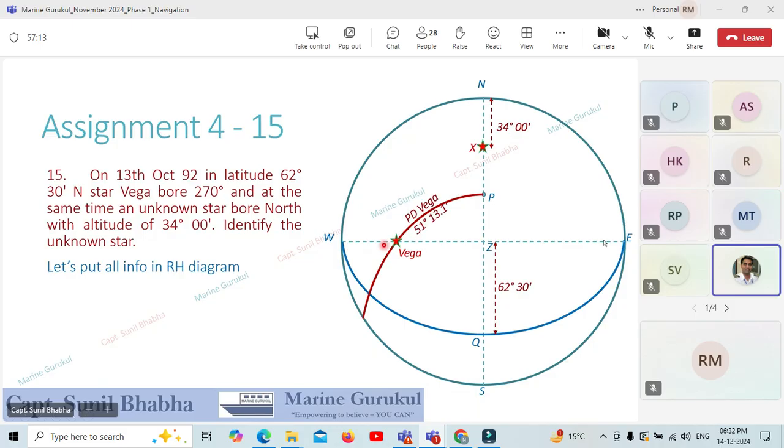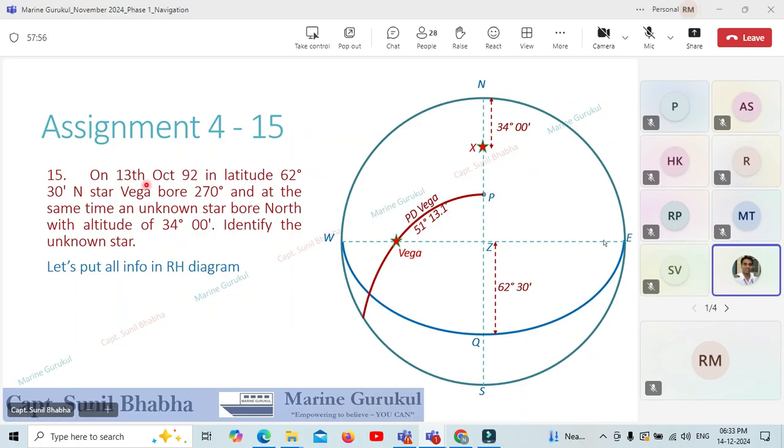Now concentrate your attention on the arc P to Vega. This arc is basically the polar distance of Vega. And we know that the polar distance is equal to 90 minus declination. You see, from Vega to the equinoctial, this is the declination, which I'm showing with the help of the laser pointer now. And we know equinoctial to pole is 90 degrees. So P to Vega has to be 90 minus declination of Vega, and it is called the polar distance.